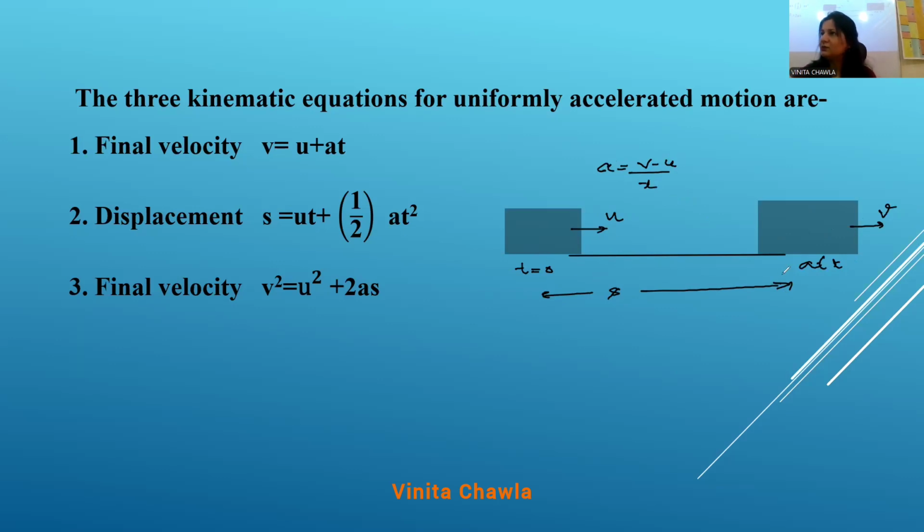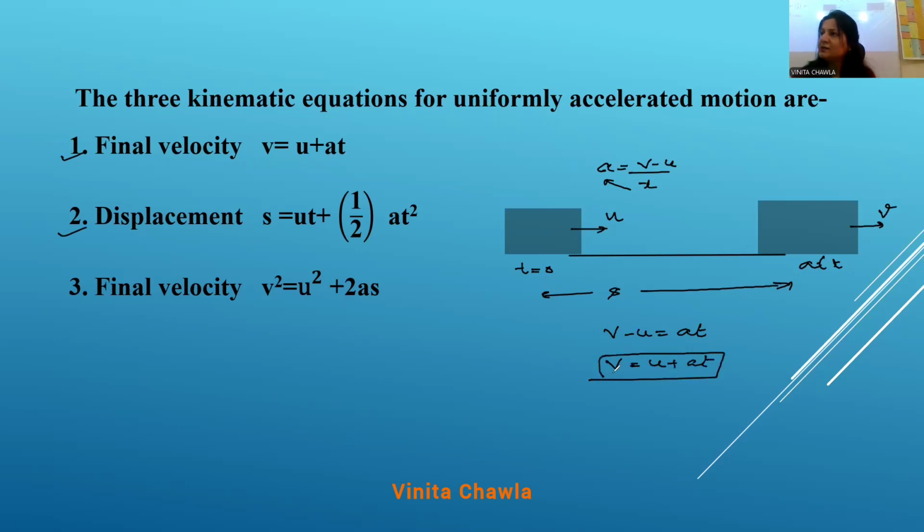So this is the situation we are considering. On this basis, we are going to derive all three equations of motion. For the derivation, we will use the graph. We can also derive the first equation directly from this formula. Move t to the other side, and v minus u becomes at. Now move u to the other side, and it becomes v equals u plus at. So we can derive it like this also.